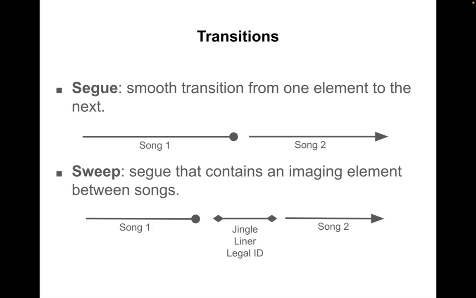The other example is a music sweep, which is a segue containing an imaging element between songs. Song 1 ends and a jingle, liner, or legal ID plays into song 2. The transition between song 1 and the imaging elements and between the imaging element and song 2 should also be tight with no dead air.